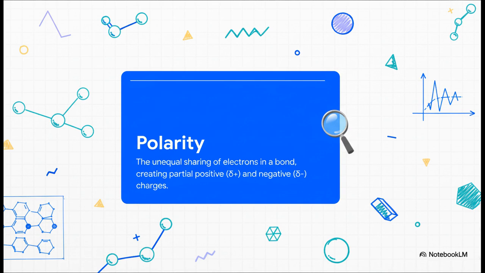And because they aren't sharing equally, you get a polar bond. This creates a tiny bit of negative charge on the atom that's winning the tug of war and a tiny bit of positive charge on the other. It's like having a little magnet built right into the molecule.